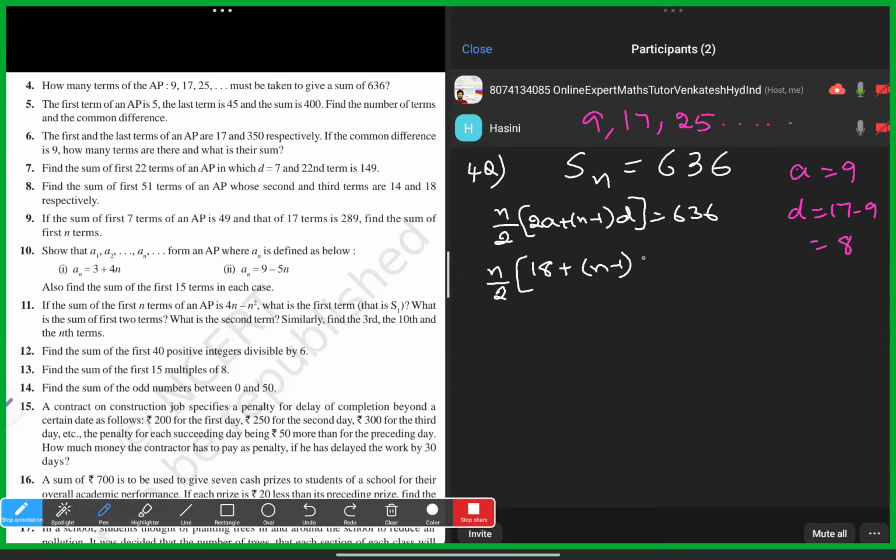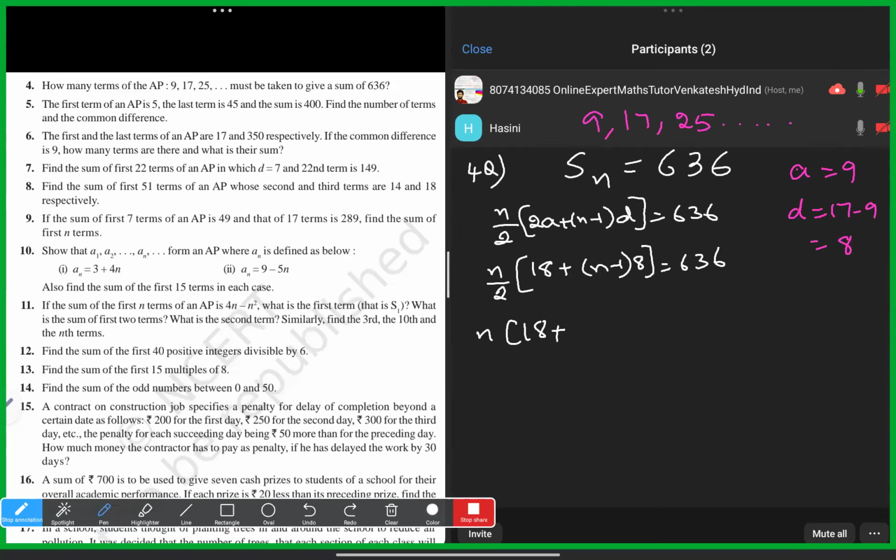Any doubt? No, sir. So d is 8. Next step, I am taking 2 to the right side because n I cannot take. In the previous question, I had a value there, so I took n by 2 to the right side. Here, writing it as 2 by n has no use. Now I'll take 2 to the right side and keep n there.